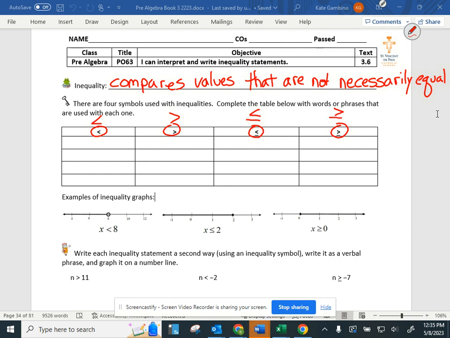Okay? So it might be that number or it might be more. It might be that number or it might be less. So you're not stuck with it. You guys have used less than or equal to, greater than or equal to before. That's what it means. Less than or equal to.